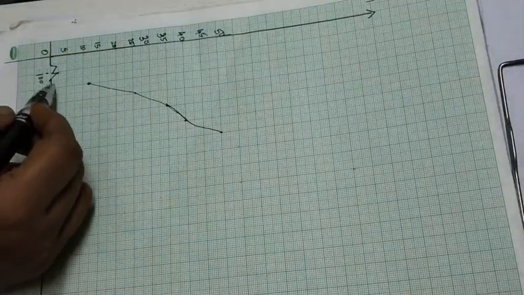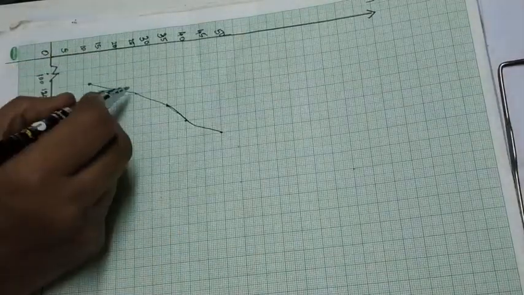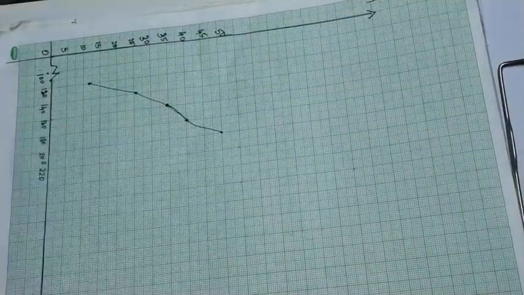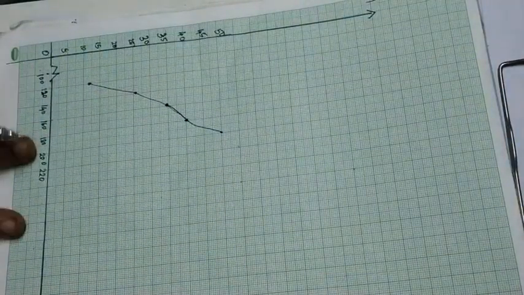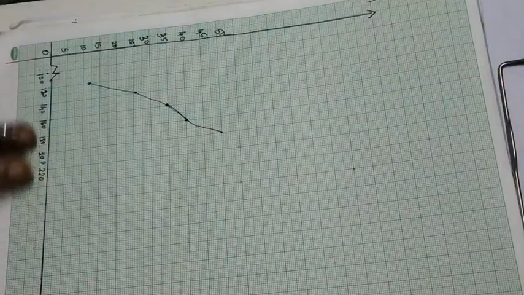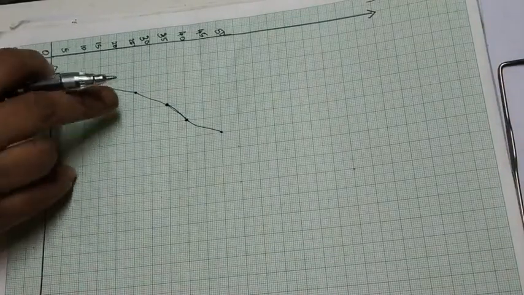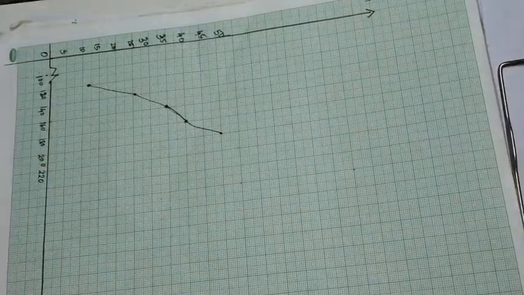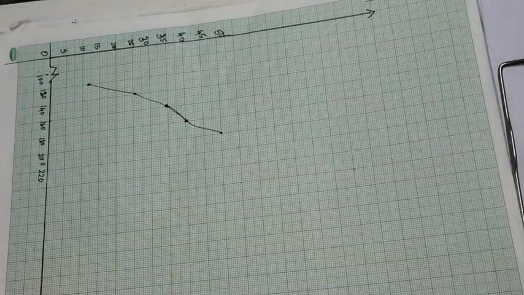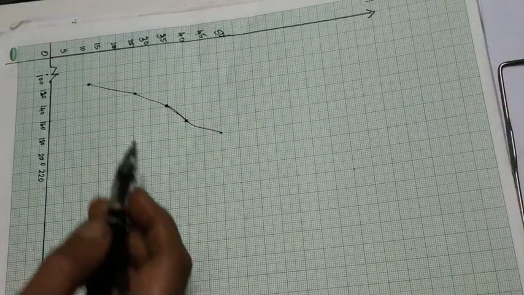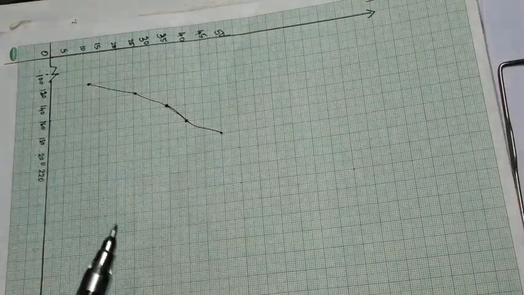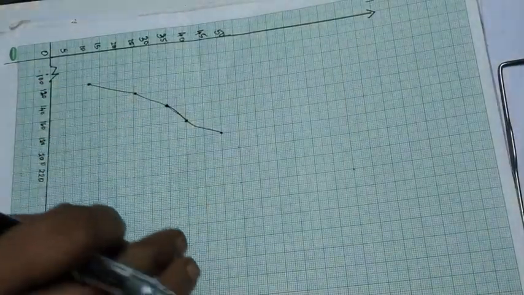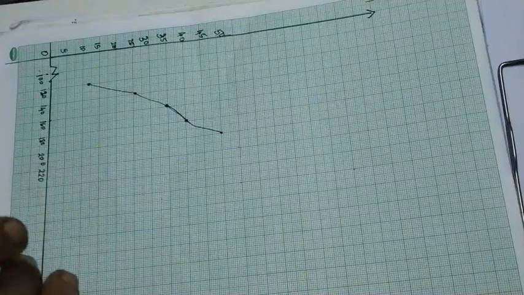But plot correctly so that you will get an ogive like this. If it is the smaller interval, you are getting a smaller ogive. If you are making the interval bigger, you will get a bigger ogive. That is the only difference, but it looks the same. Okay, so that was the first one. Now let us discuss second and third also.